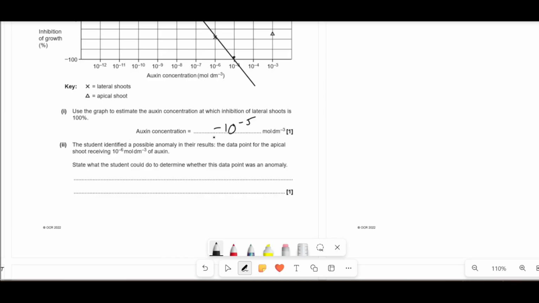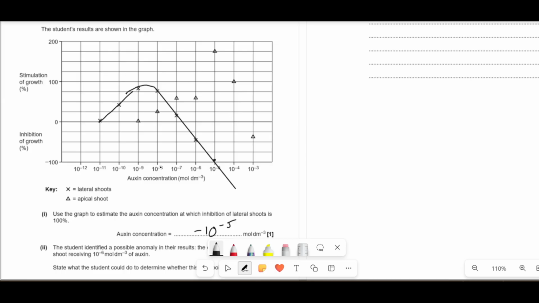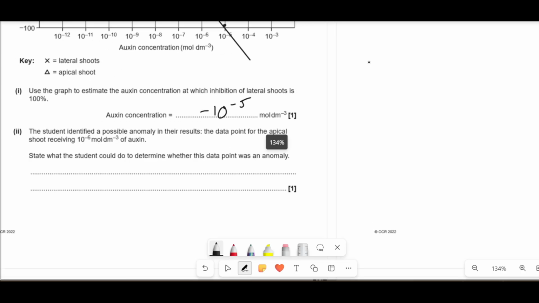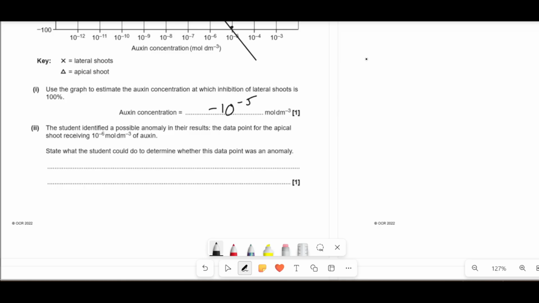The student identified a possible anomaly in their results. The data point for the apical shoot receiving 10 to the minus 6 suggests an anomaly. What could they do to determine whether this was an anomaly? So if we look at 10 to the minus 6, where are we? That's the minus 6. That's where my glasses are. So how can they determine whether it's an anomaly? Imagine you flip a coin and you get all 10s and you're like, that's a bit sus. Why have I got all 10s? You'd just do it again, wouldn't you?